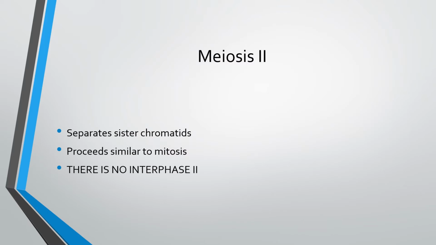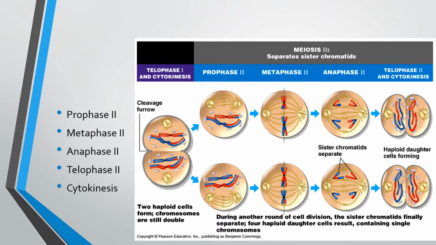Meiosis 2 is where the sister chromatids are separated, and it proceeds similar to mitosis. There is one important key note here. There is no interphase 2 because there's no further replication of the DNA. Meiosis 2 consists of prophase 2, metaphase 2, anaphase 2, telophase 2, and cytokinesis.